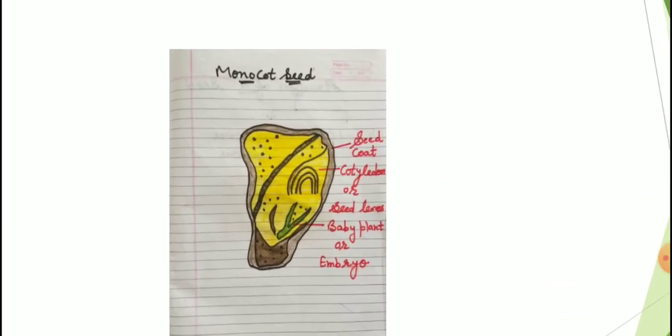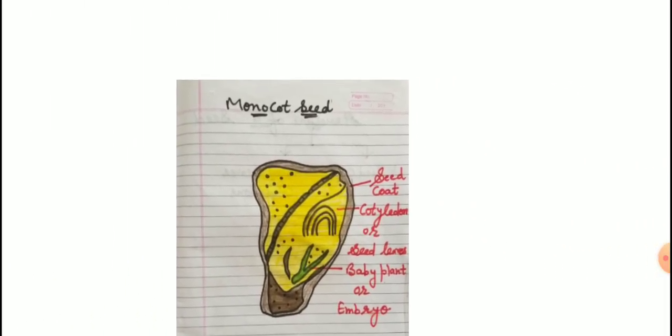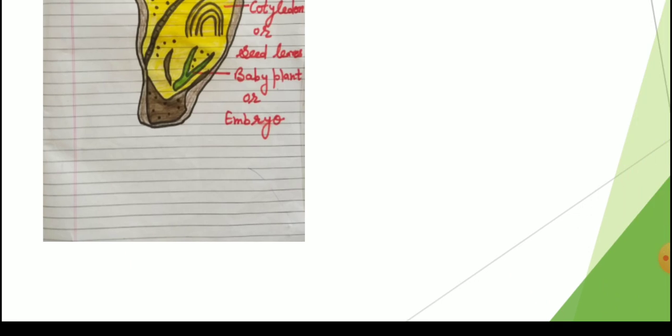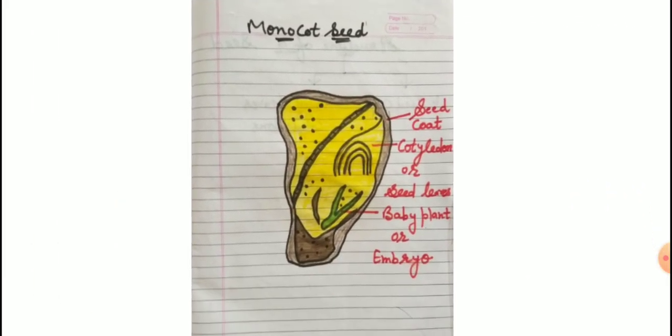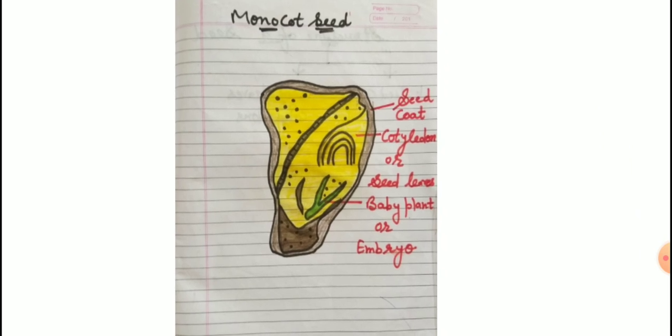Next is the monocot seed. So, why is it called a monocot seed? Because some seeds like maize, rice and wheat have only one seed leaf. It means seeds that have only one seed leaf, this type of seed is known as a monocot seed.